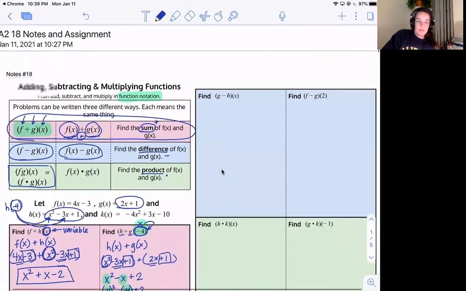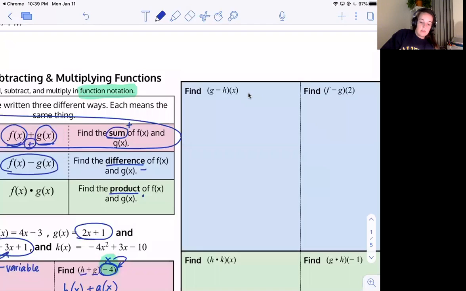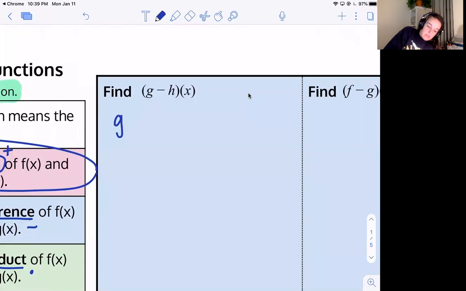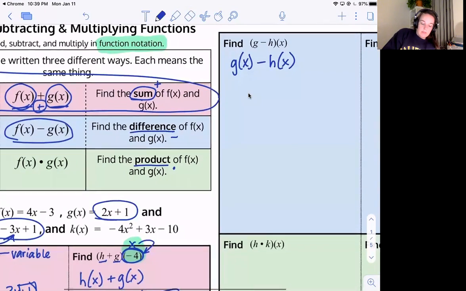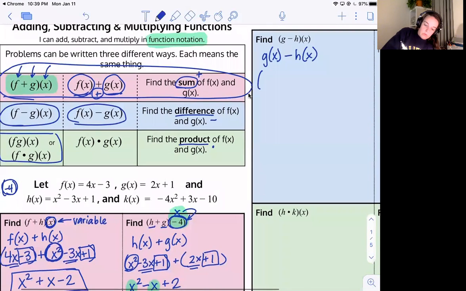So as a reminder, when we have subtraction, that's exactly the same as saying f of x minus g of x. So in this case, we say g of x minus h of x. So I have g of x minus h of x. I'm going to go back to my equations. G of x is 2x plus 1. I am subtracting h of x, which is x squared minus 3x plus 1, like that.